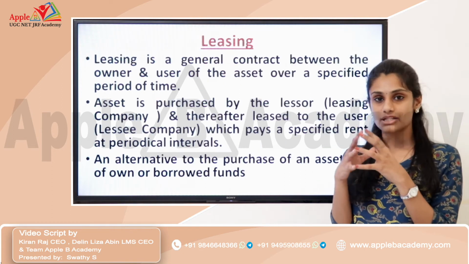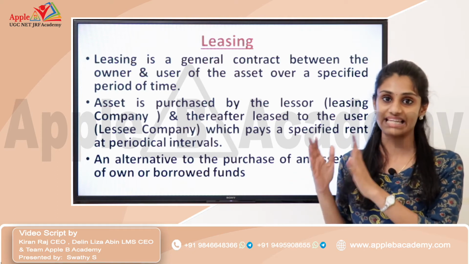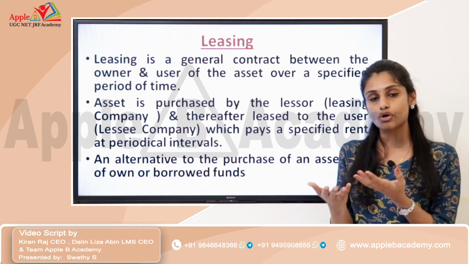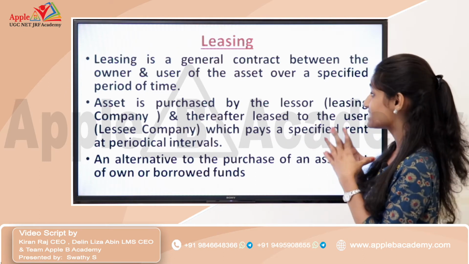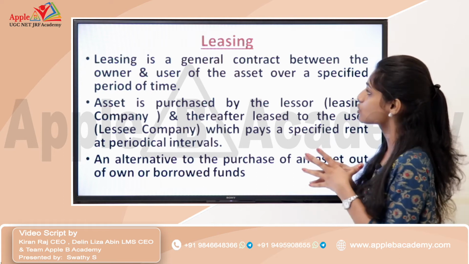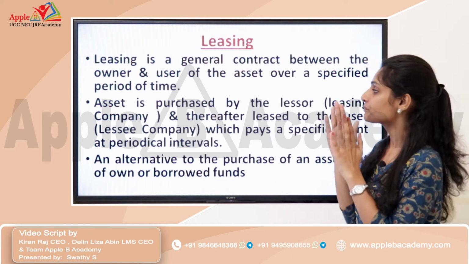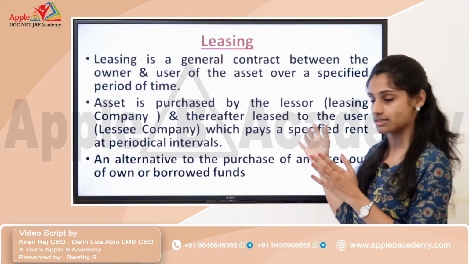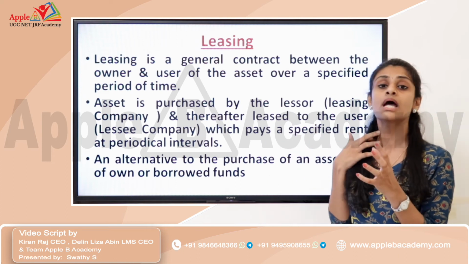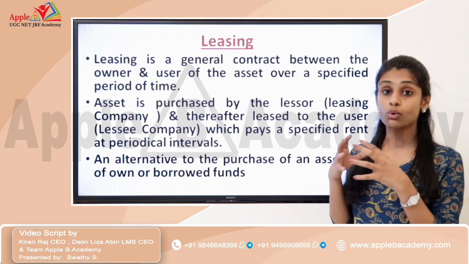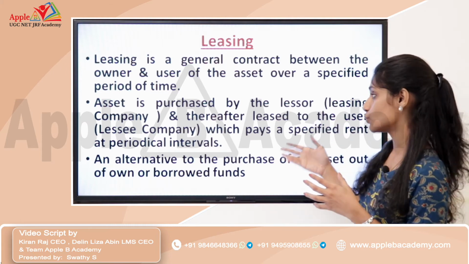Okay, leasing is actually an agreement between two parties. One is lessor and the other party is lessee. Lessor means the owner of property and lessee means the user of property. So leasing is a general agreement or contract between owner and user of the asset over a specified period of time. And here the asset is purchased by the lessor. That means he is an owner. He is also known as leasing company. If it is a case of a company, that company is known as leasing company, who is the owner of the asset, and thereafter leased to the user.